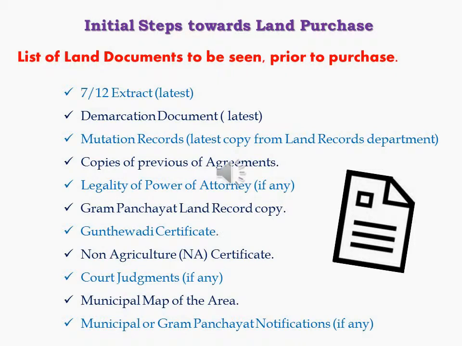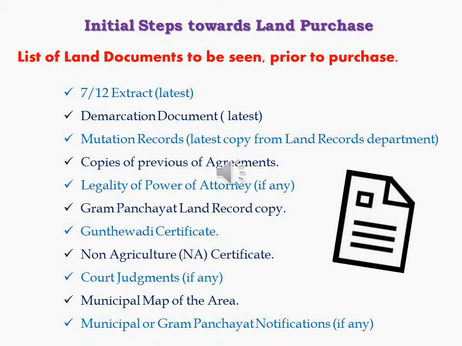Third document is called the mutation record. It shows how the land has moved from various people, what the size is, and a latest copy of it can be obtained from the land record department by paying a small nominal fee. One of your agents could arrange this for you.